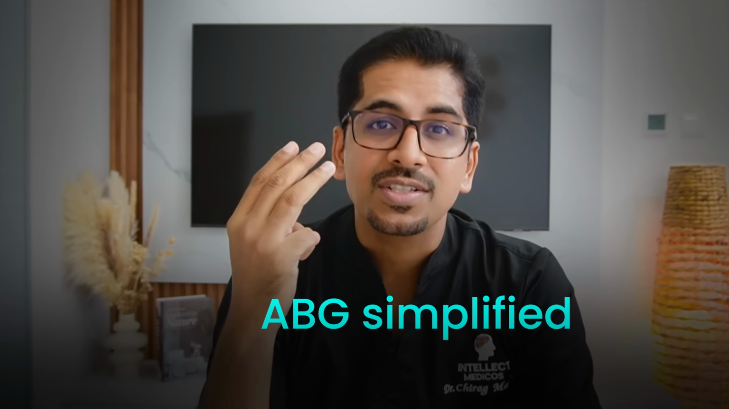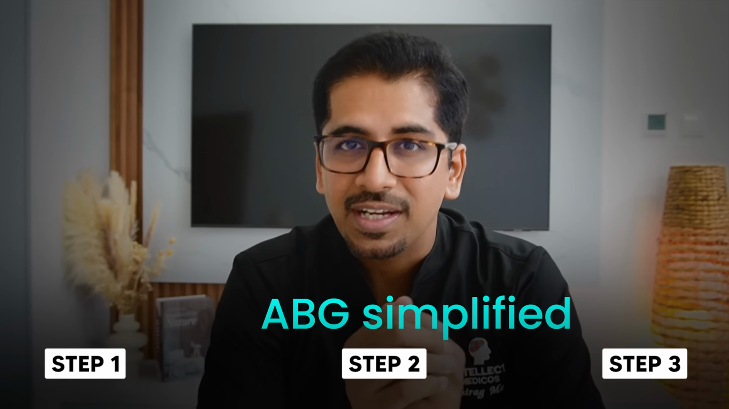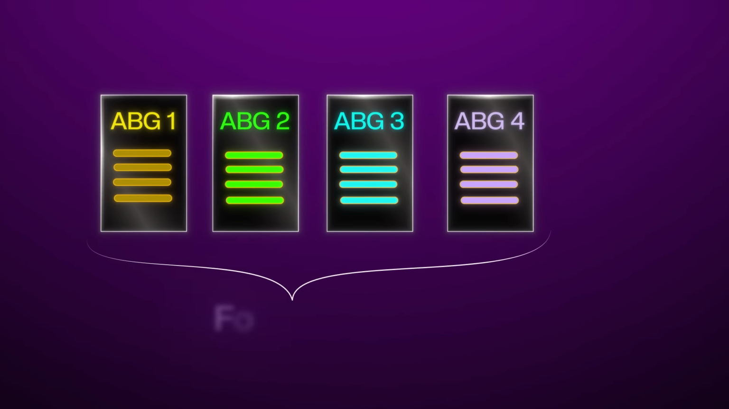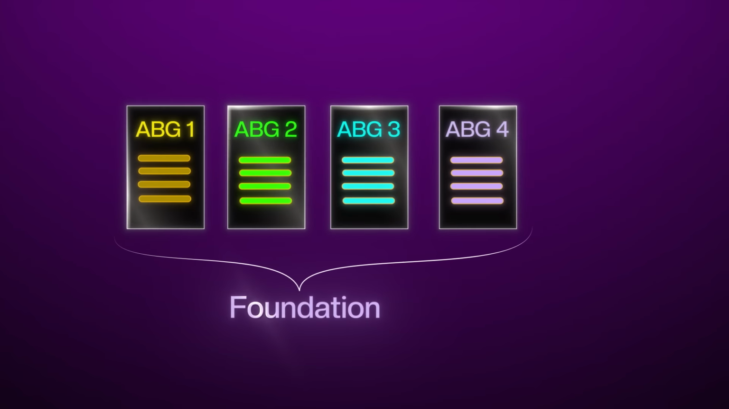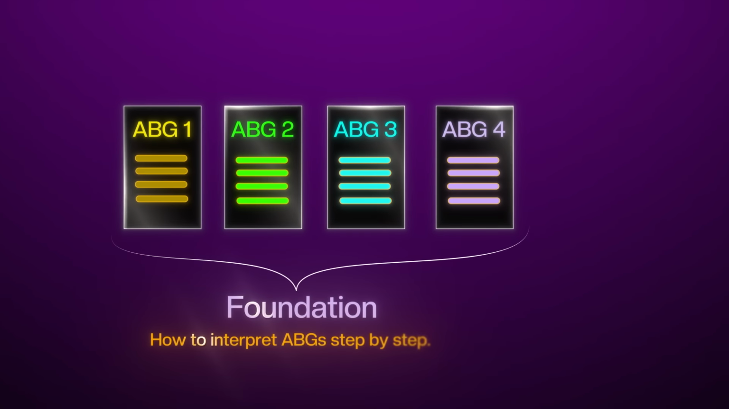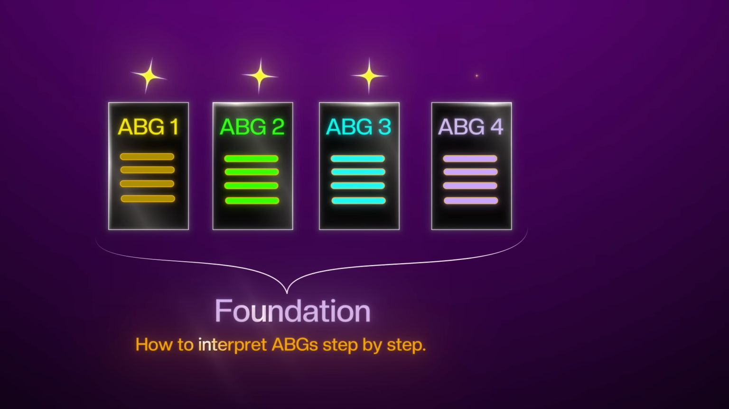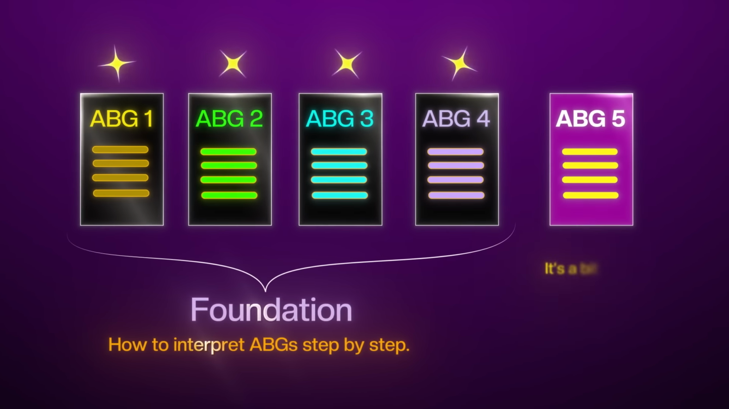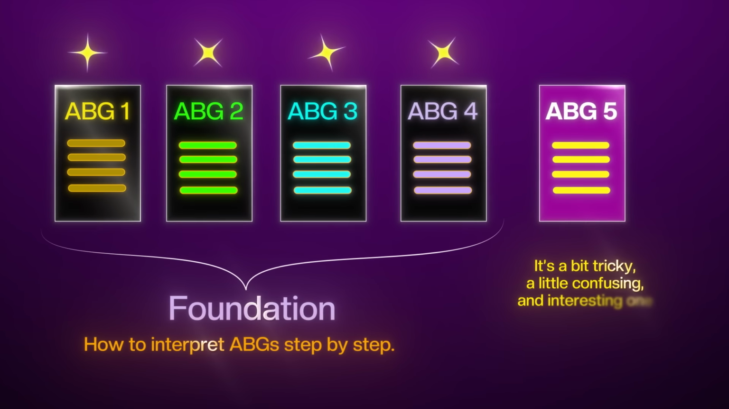In this video, I'll be simplifying everything about the ABG in just 3 steps. And I'll be sharing 5 ABGs with you in this video, where I'll be interpreting, helping you understand how to actually go from step 1 to step 3, interpreting the ABG as a whole. The first 4 ABGs will help you build the foundation, and you'll learn exactly how to interpret ABGs step by step. And once you are confident with those, let's see if you can crack the 5th one, which is a bit tricky, a little confusing and an interesting one.